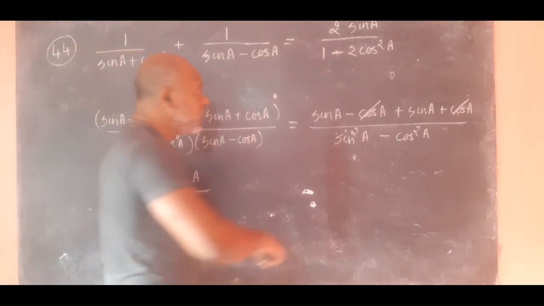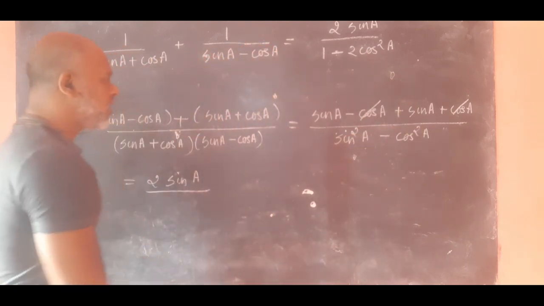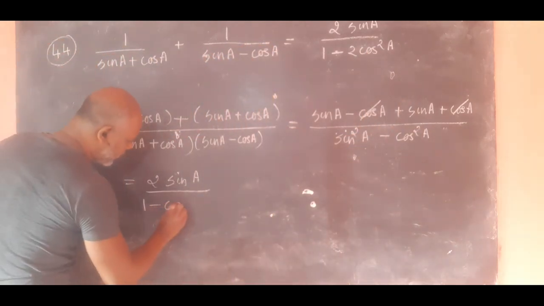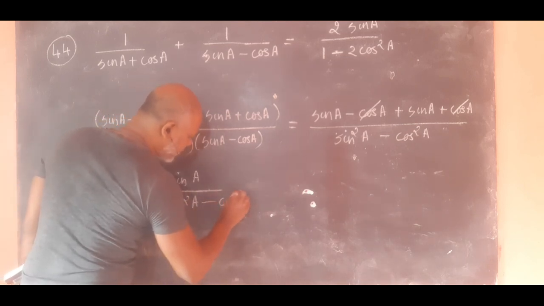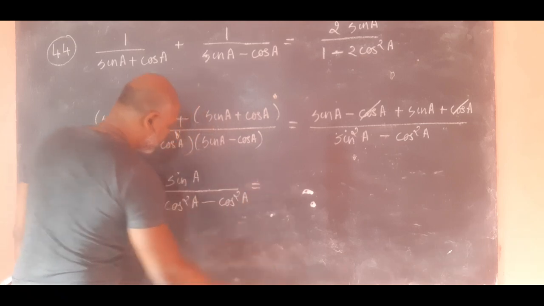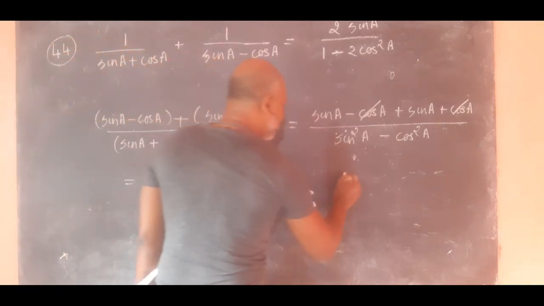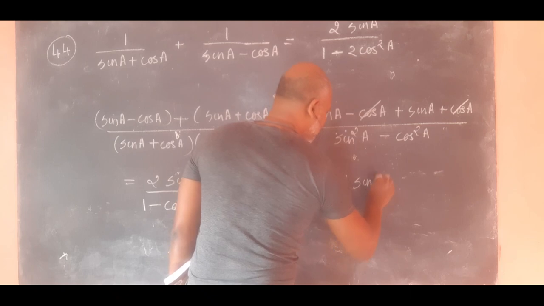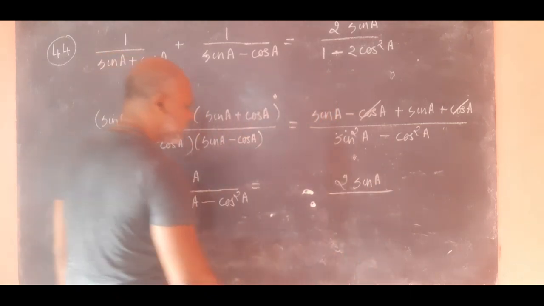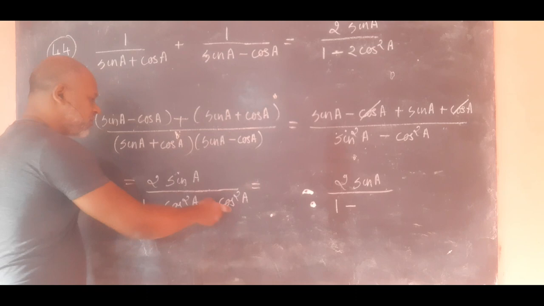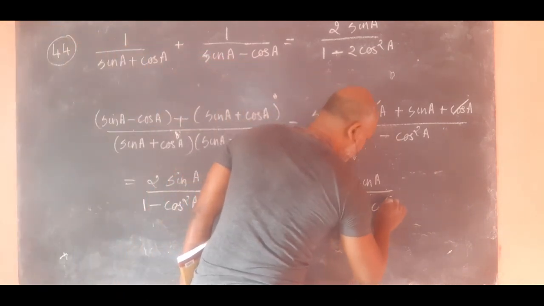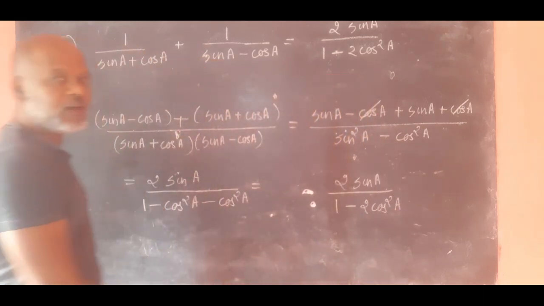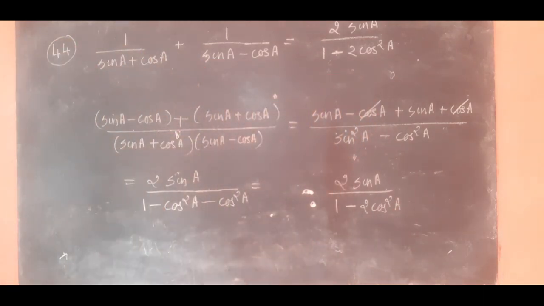We need cos square A in the denominator, so I can write sin square A as 1 minus cos square A, then it becomes minus cos square A. So we have 2 sin A divided by 1 minus cos square A minus cos square A, which becomes 1 minus 2 cos square A. So again we prove LHS is equal to RHS. So now we come to question number 45.